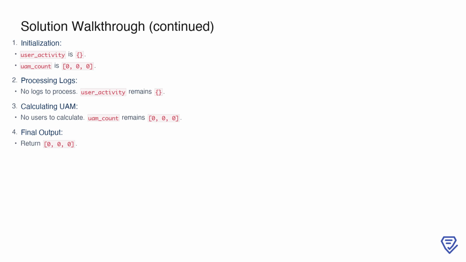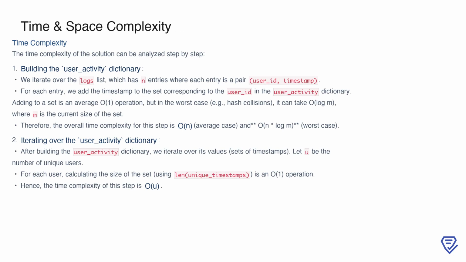As a result, UM_count stays [0, 0, 0], indicating that no users fall into any UAM bucket. The final output is [0, 0, 0], which we return as the result. This example highlights how the algorithm handles scenarios with no user activity seamlessly. To analyze the time complexity of our solution, we break it down into steps.